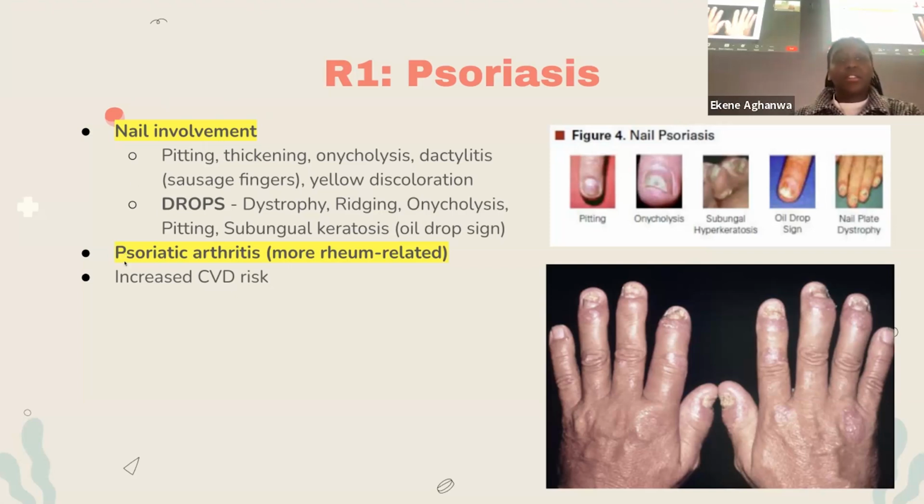You can also get psoriatic arthritis in people with psoriasis, and that can happen in about 30% of people who have psoriasis. They're also at an increased risk of cardiovascular disease.